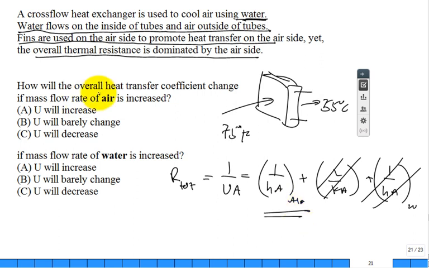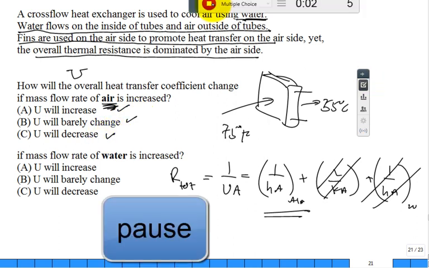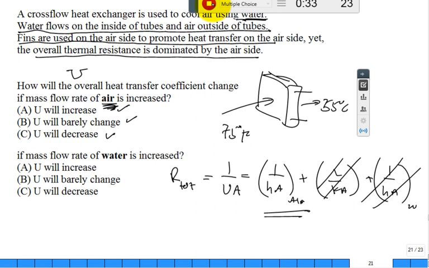How will the overall heat transfer coefficient, that's capital U, change if the mass flow rate of air goes up? Will U increase, barely change, or will U go down? You done? Okay, let's stop it and we'll take a look at the results.